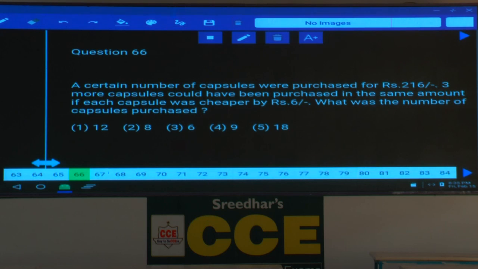A certain number of capsules were purchased for 216. 3 more capsules could have been purchased in the same amount if each capsule was cheaper by 6 rupees. What was the number of capsules purchased?